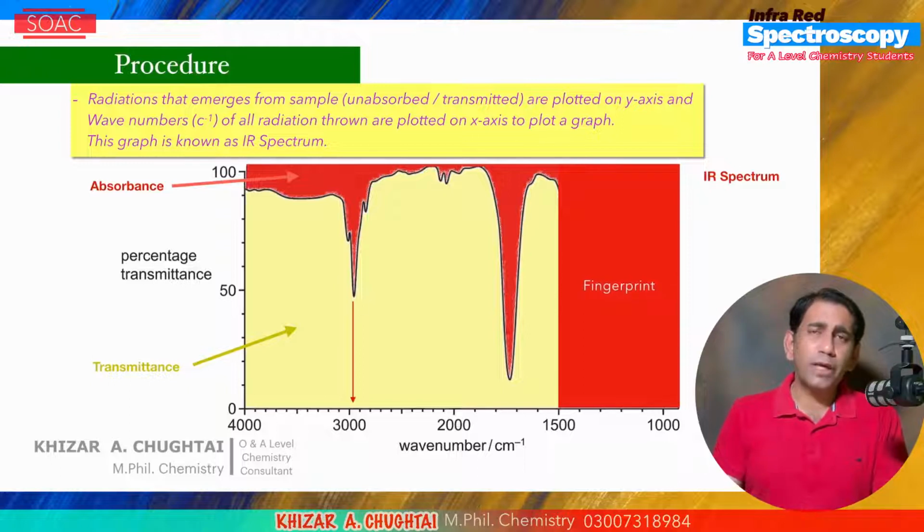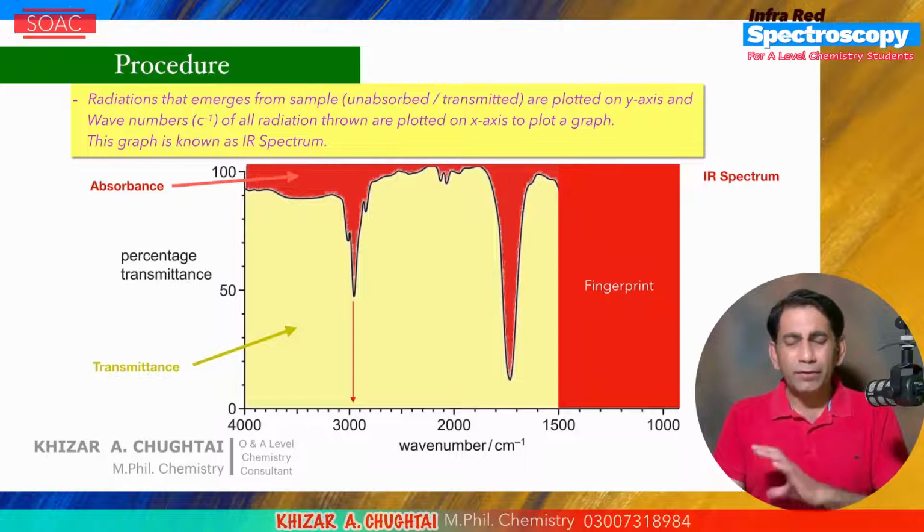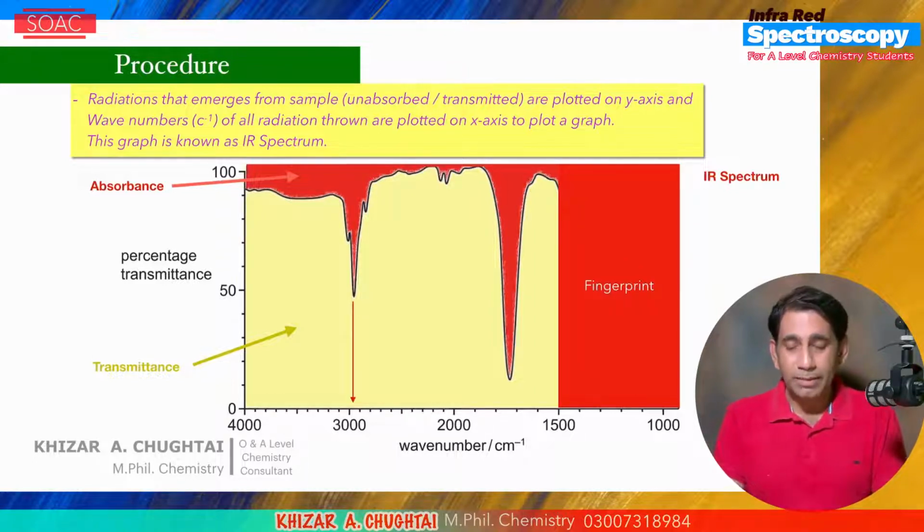This region is said to be the fingerprint region. The region from 1000 to 1500, basically, as this x-axis is moving from right to left, this region that is moving till 1500 is said to be the fingerprint region. And as far as the Cambridge chemistry syllabus is concerned, you are not going to deal with this region. Most of the functional groups that will be asked in your syllabus will be from the other portion.